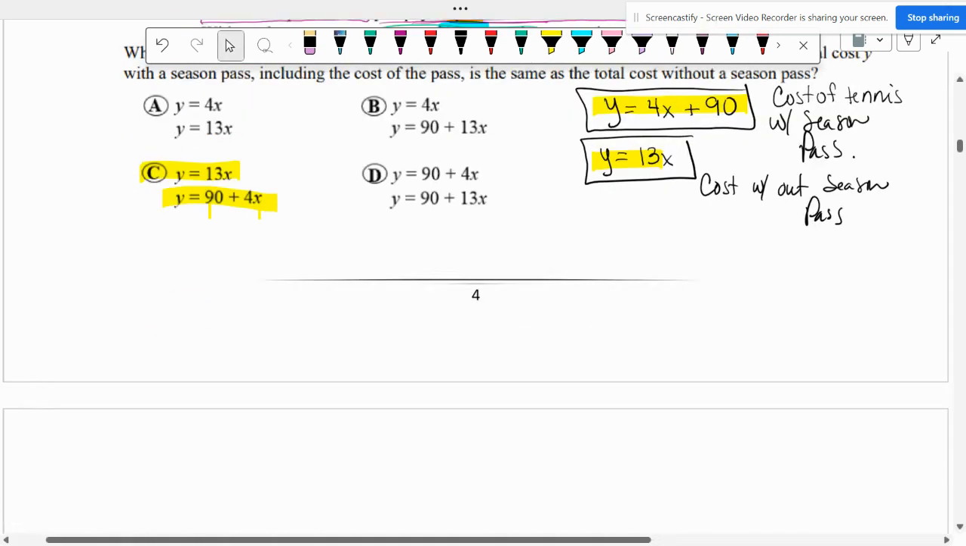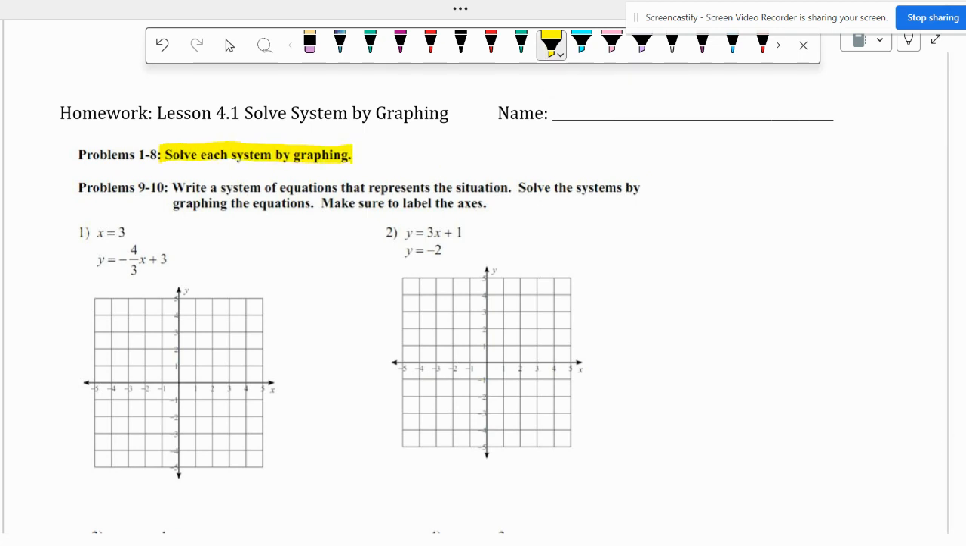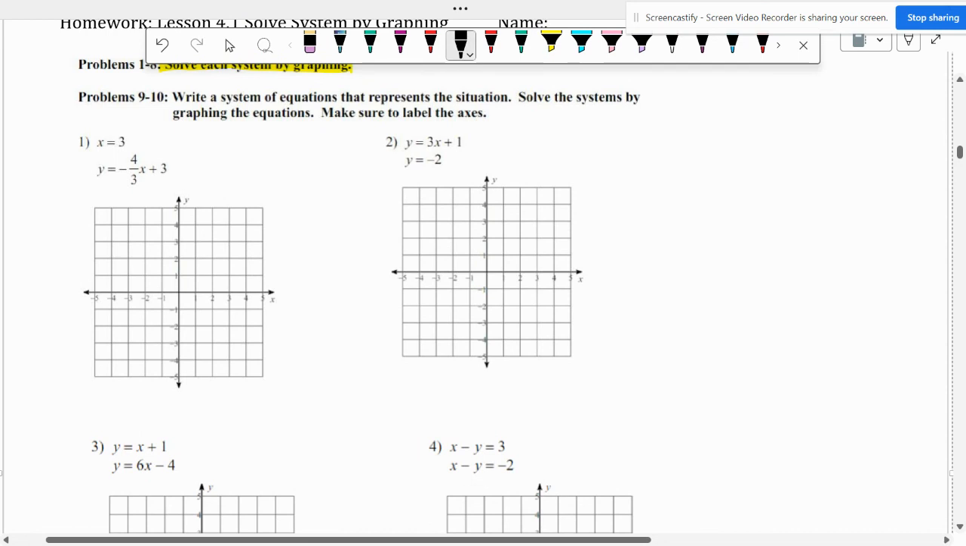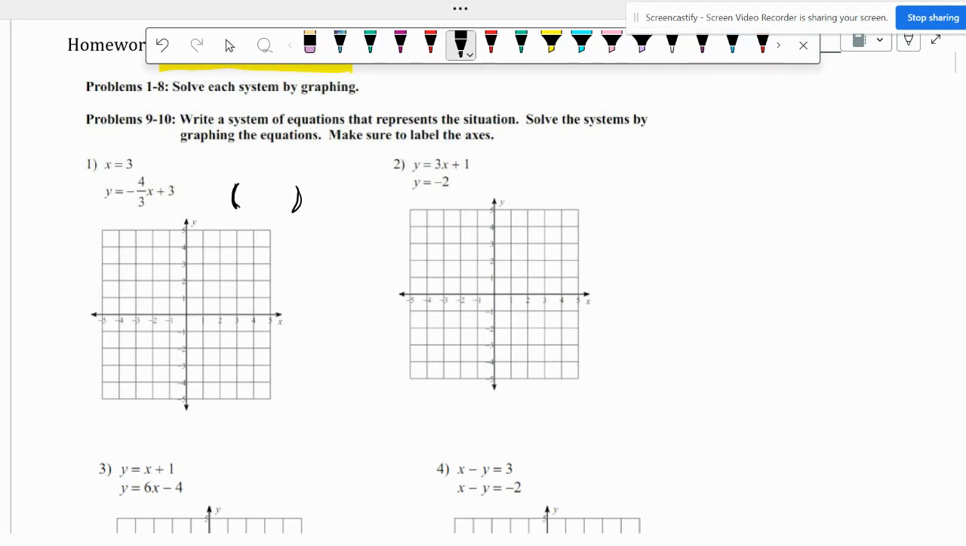Okay, so I'm going to go to your homework and I want to make sure you understand. So for questions 1 through 8, you're going to solve each system by graphing. After you graph each system, you are going to have a solution written as an ordered pair. For each system, you're going to have a solution. Remember that x equals a number is a vertical line, and y equals a number is a horizontal line. Things that you might have forgotten.